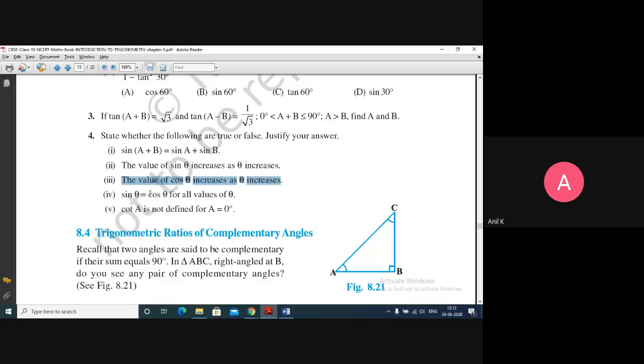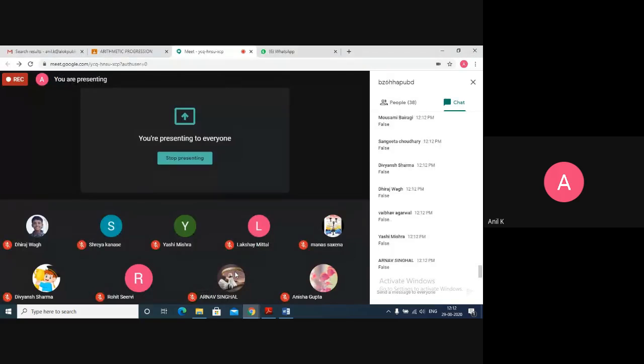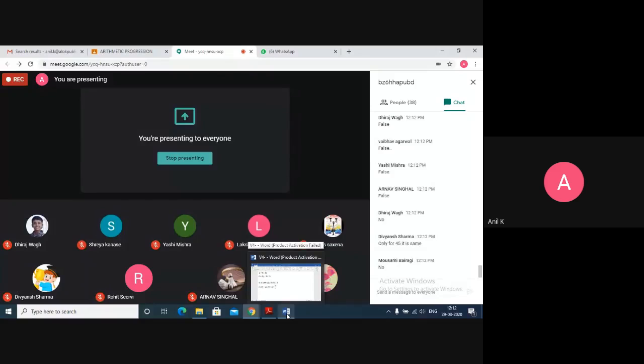Next, sine theta equals cos theta for all values of theta. Whatever value of theta I take, sine theta and cos theta will be the same. It is a false statement because if I take theta as 0, sine 0 is 0, but cos 0 is 1. So hence it is wrong. That justification you have to say.